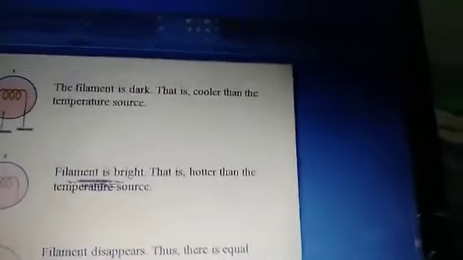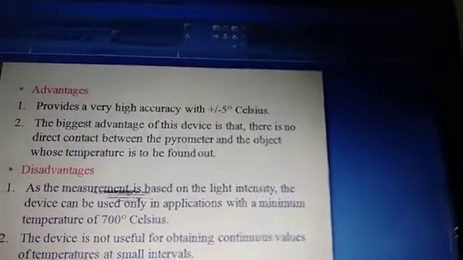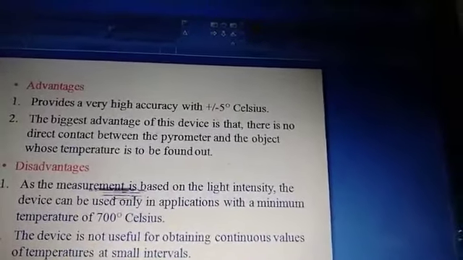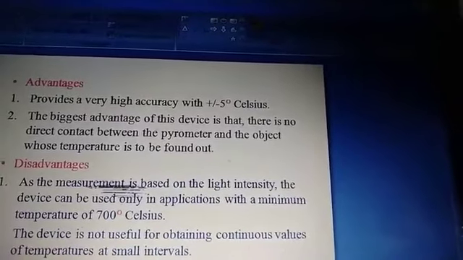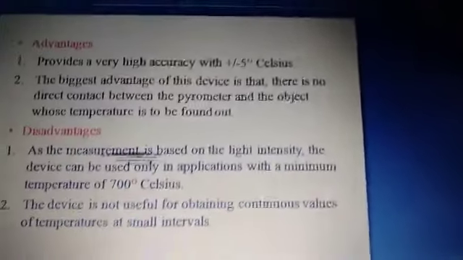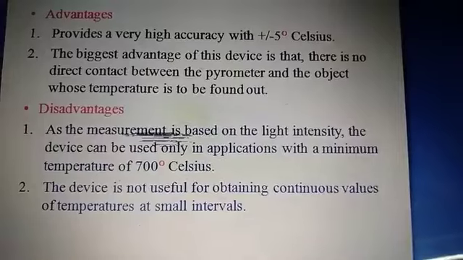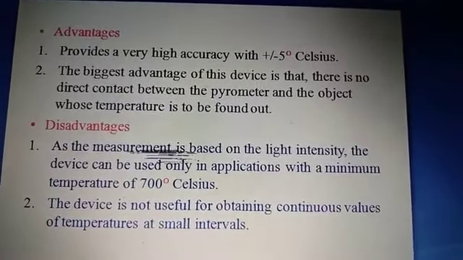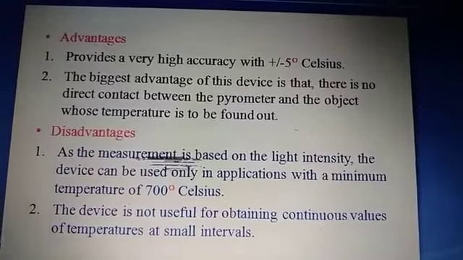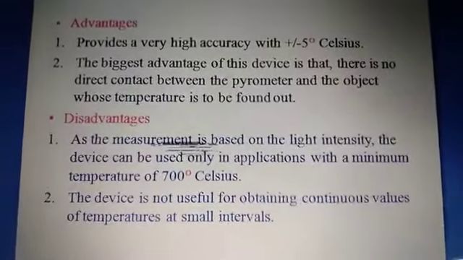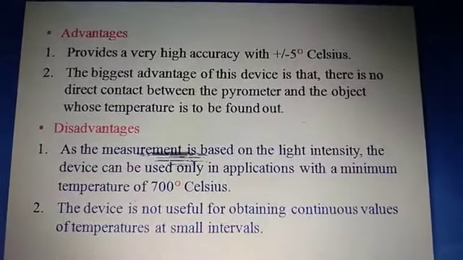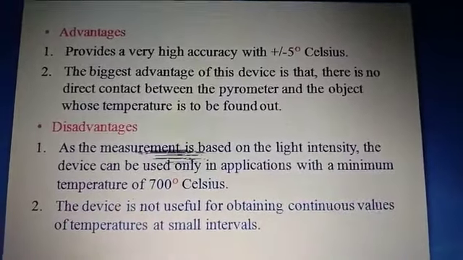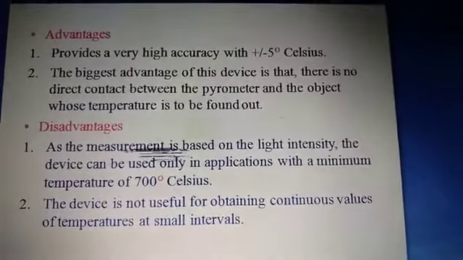So what are the applications of this optical pyrometer? It is normally used for measuring temperatures of more than 700 degrees centigrade. It is used for measuring molten metals, liquid furnaces and liquid alloys. For measuring any higher temperatures, this pyrometer is more useful.